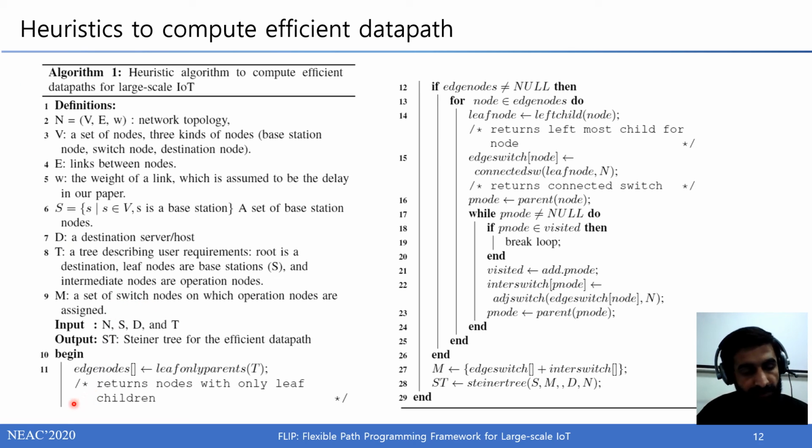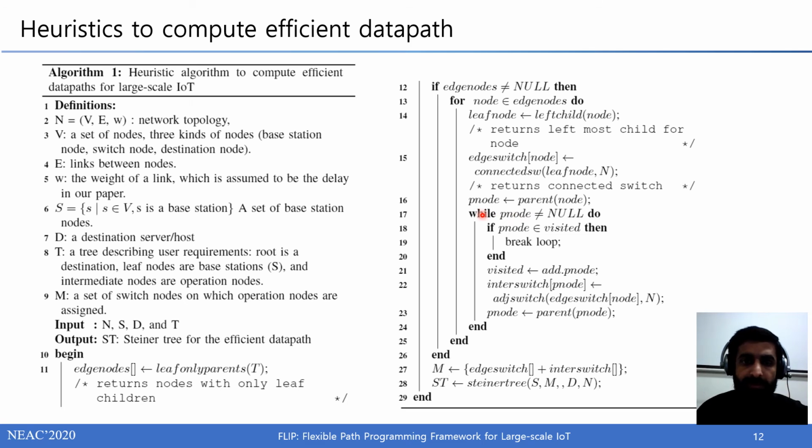So first of all, we would like to get the edge nodes, meaning the edge switches that are directly connected to the base stations. So starting from here until this point, what we are trying to do is separate or collect the switches that are connected directly to the base stations. So we get that list of edge switches here in the connected switches.